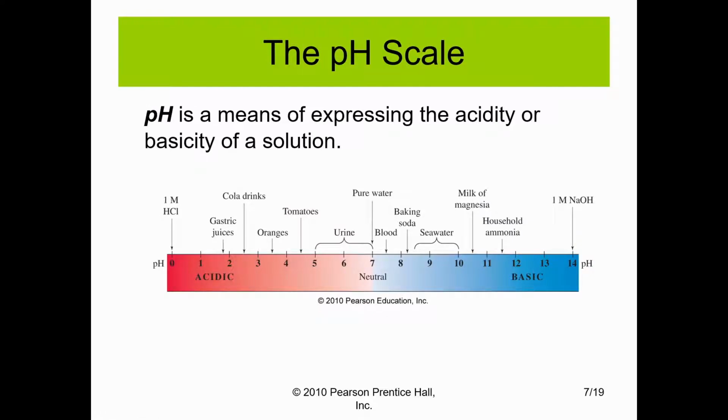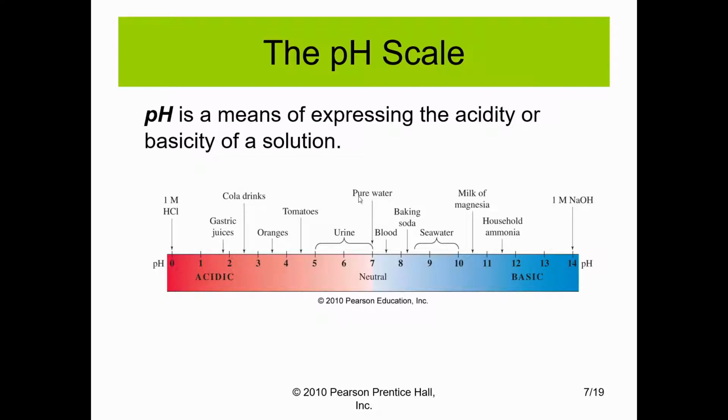All around us, different substances are going to have different levels of acidity or basicity. In order for us to be able to accurately and easily discuss how acidic or basic an item is, we use the pH scale. This is a scale that expresses the acidity or basicity of a solution. And the scale ranges from 0, being the most acidic, 7 being neutral, to 14 being the most basic. All substances will exist somewhere between 0 and 14 of a pH.